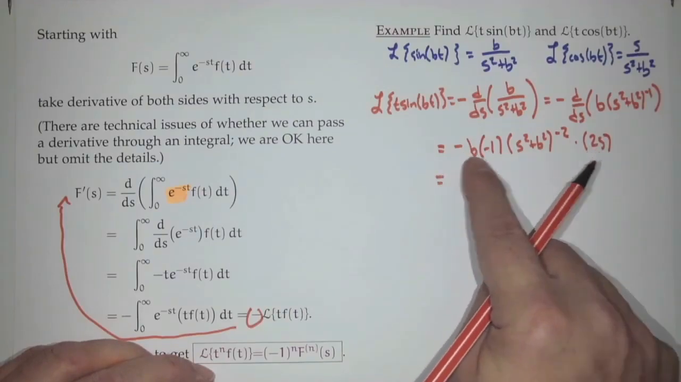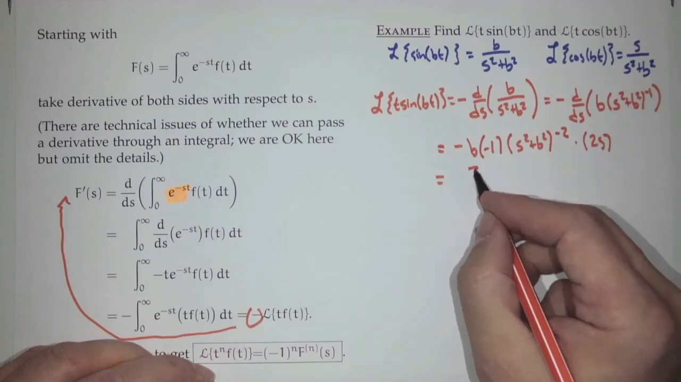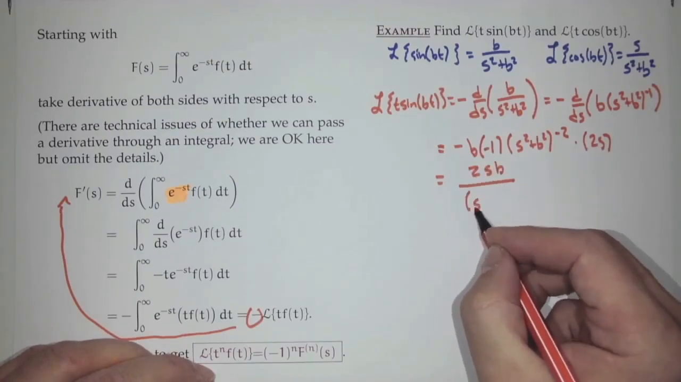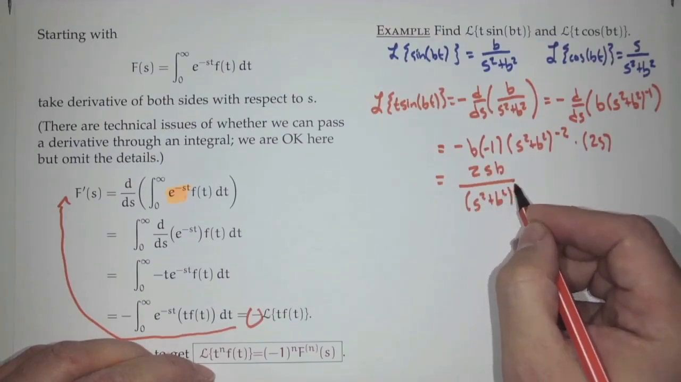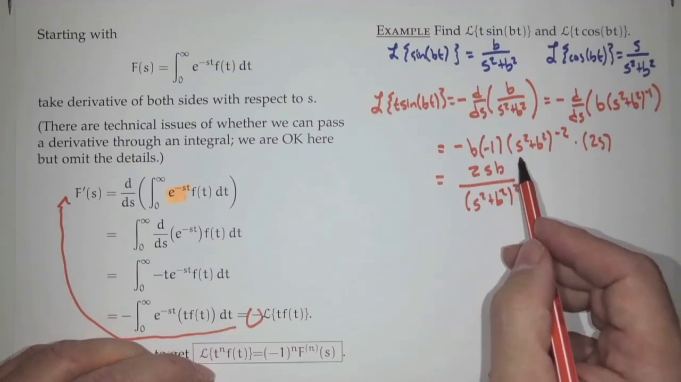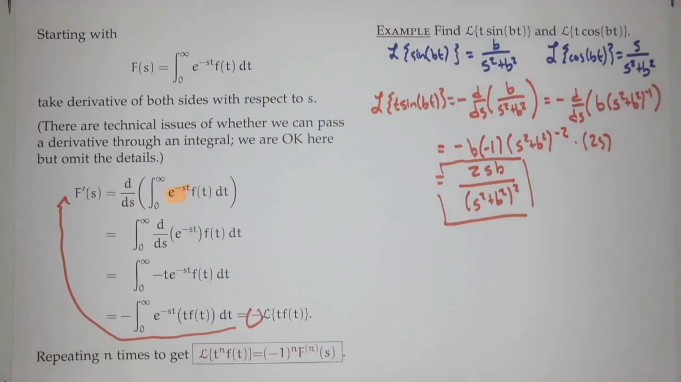So minus minus, those cancel. You have a b and a 2s, so that's 2 times s times b over s squared plus b squared squared. Because that minus 2 means that you're downstairs. And there we go. That's it. Cool.